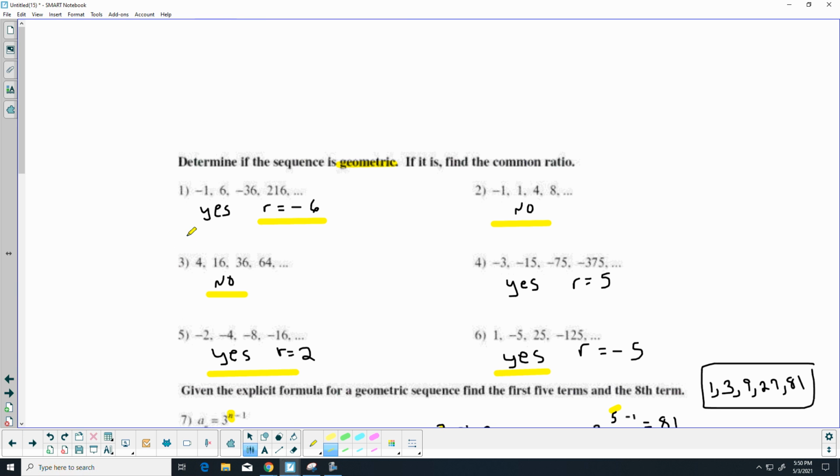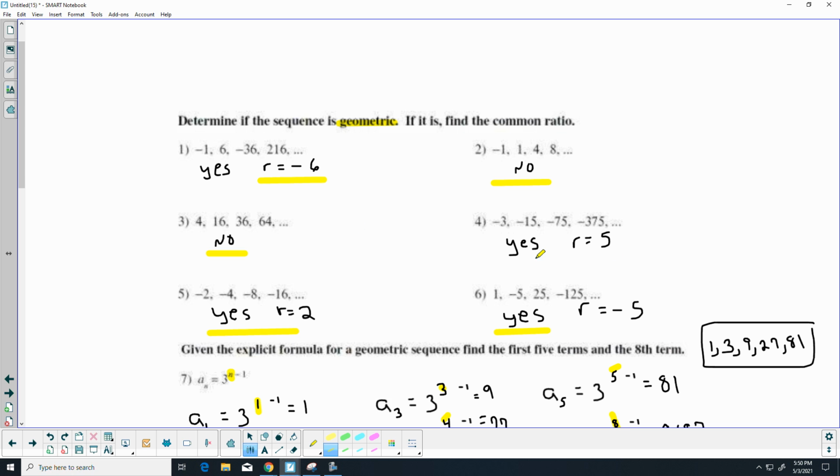On the next page, you had to determine if it was geometric and find the common ratio. Well, not all of these were geometric. 2 and 3 were not, so there was nothing to do there. Number 1, I'm multiplying by negative 6. On number 4, I'm multiplying it by 5. On number 5, I'm multiplying by 2. And number 6, I'm multiplying by negative 5.